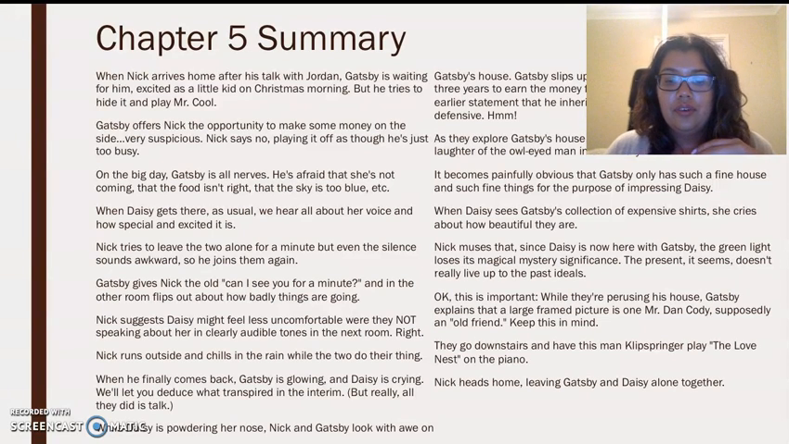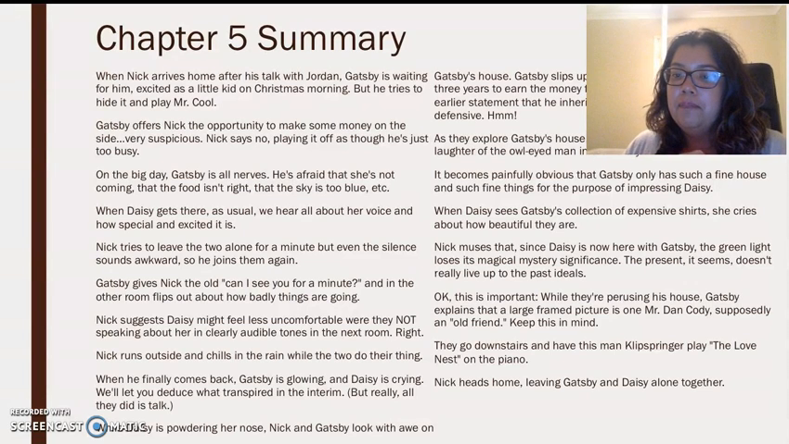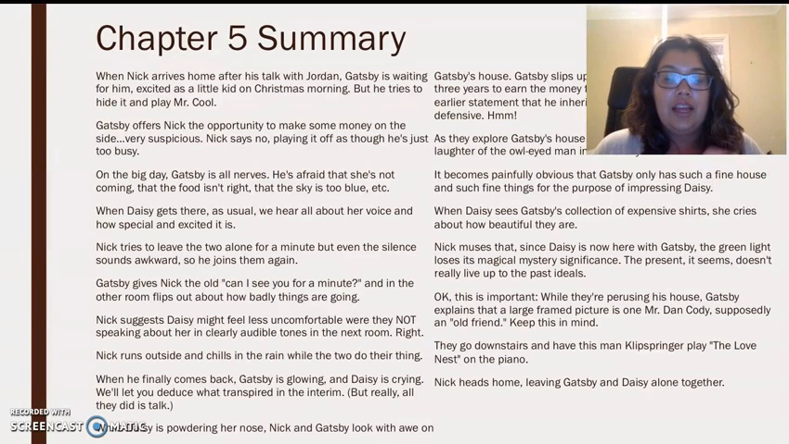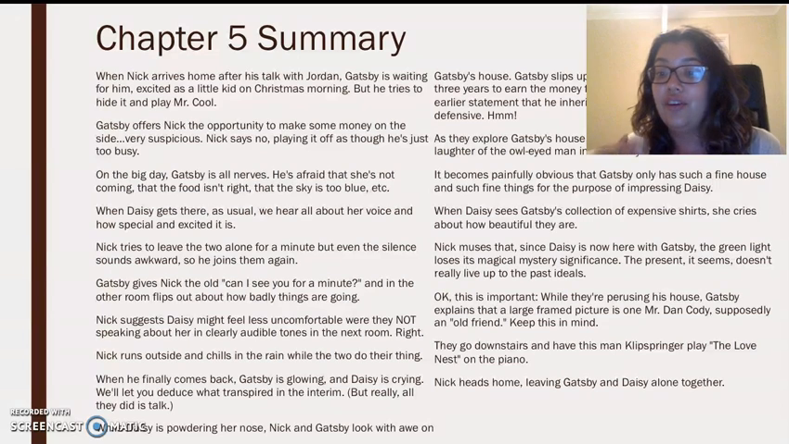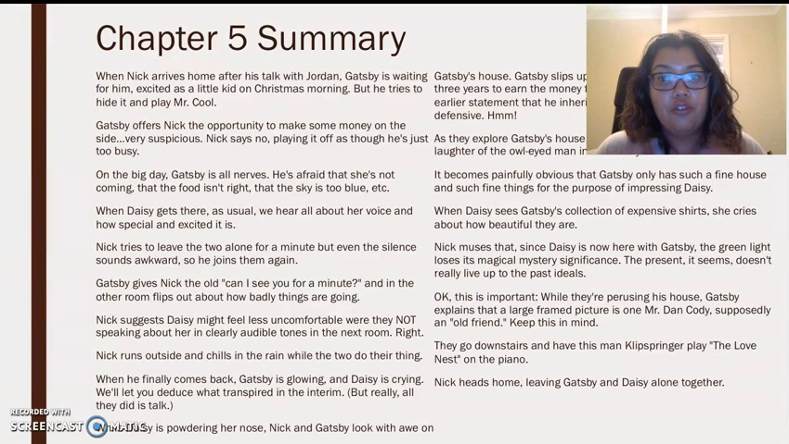Now, as you go through this chapter, you realize that this entire house is for Daisy, so it becomes that love story in this chapter right here. He also keeps a large framed picture of Dan Cody. Now, we don't actually know why Dan Cody is so important, but he says that he's an old friend. So keep that in mind when you're answering your discussion questions.